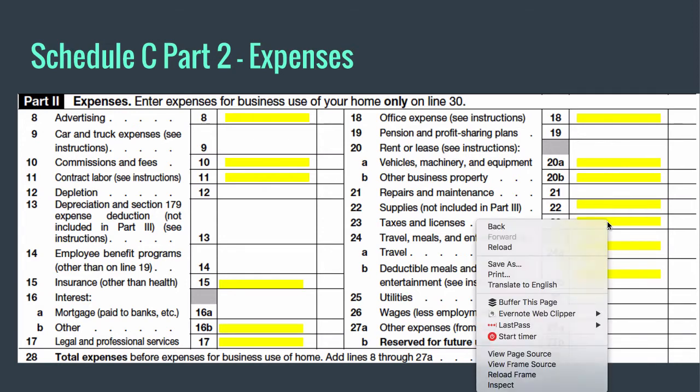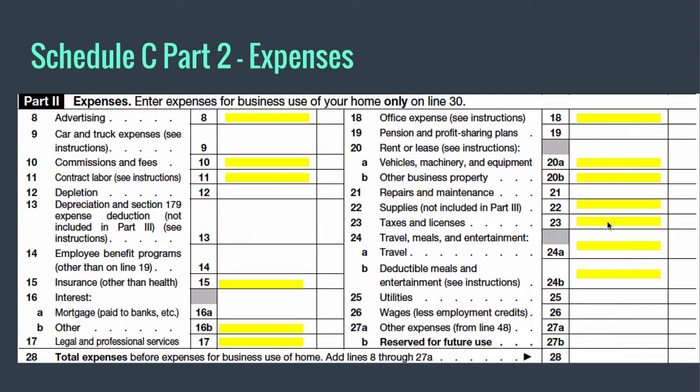Taxes and licenses. Taxes and licenses are for professional licenses, so if you have to pay to maintain a license within your state or within your industry, those fees. Taxes like your business license fee for where you live would go there. And also the amount that you paid out in sales tax. So when you file your sales tax return, that is also deductible back on here.